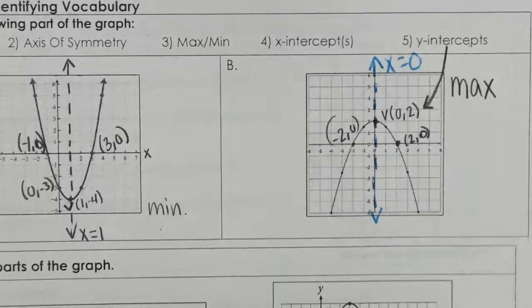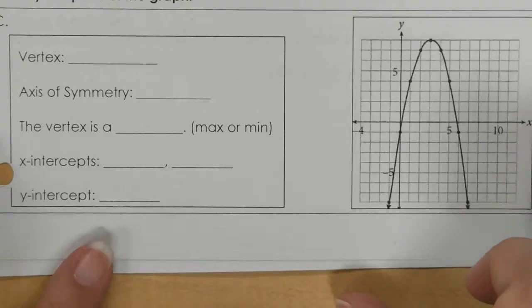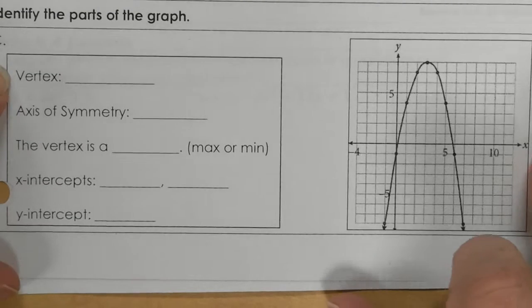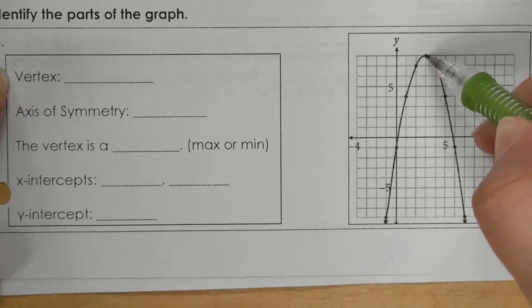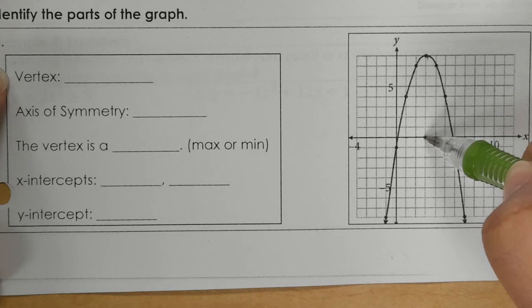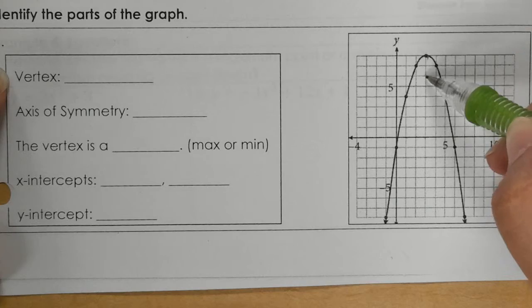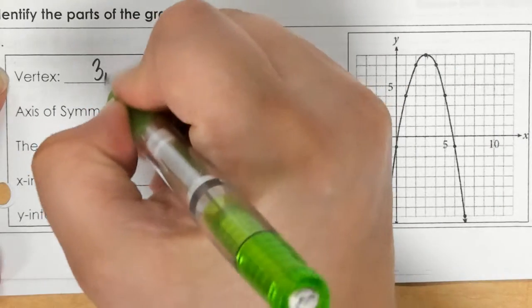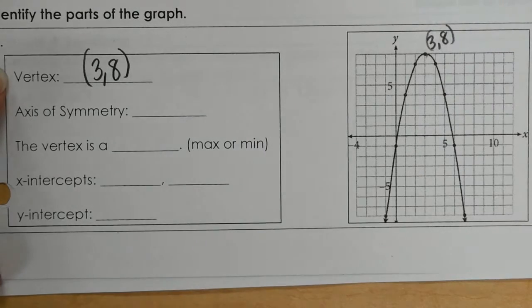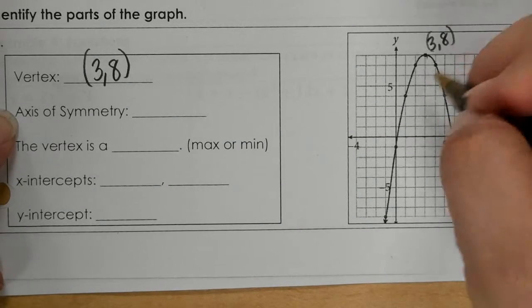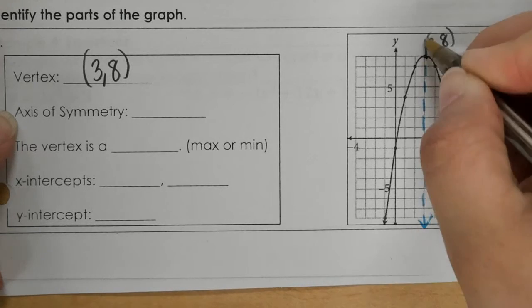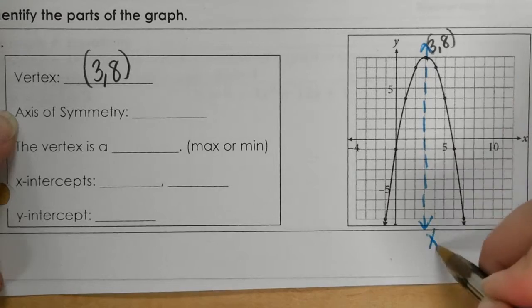Okay. In part 2, again, we're going to identify the parts of the graph, but we're going to list them here to the side. So my vertex is here, and that would be 1, 2, 3 over, and 1, 2, 3, 4, 5, 6, 7, 8 up. So (3, 8). The axis of symmetry goes through the vertex, right? So that would be x equals 3.